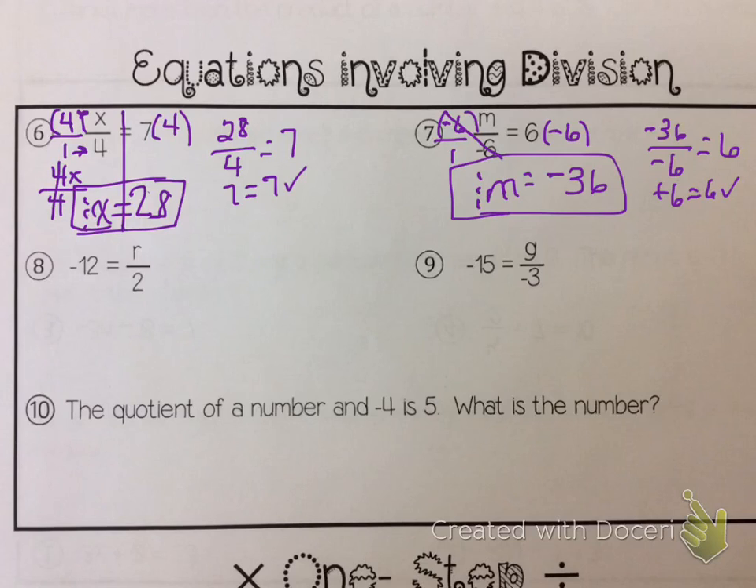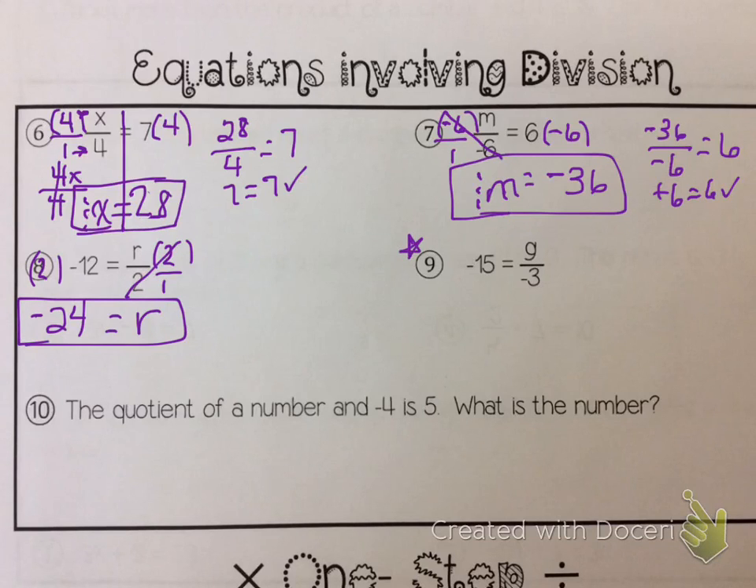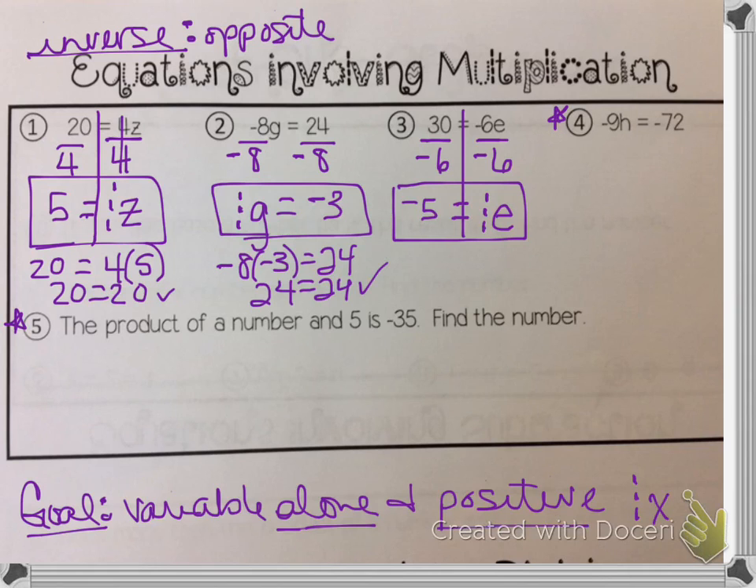Number 8, negative 12 is equal to r divided by 2. So again, we're dividing. So the inverse is to multiply. We're going to multiply by 2 since that's what we're dividing by. And we can say 2 divided by 2 is 1, so we have r. And 2 times a negative 12 is a negative 24. So those are our notes. I would like you to try number 9 and 10 in addition to numbers 4 and 5 on multiplying. And we're going to talk about that in class tomorrow.